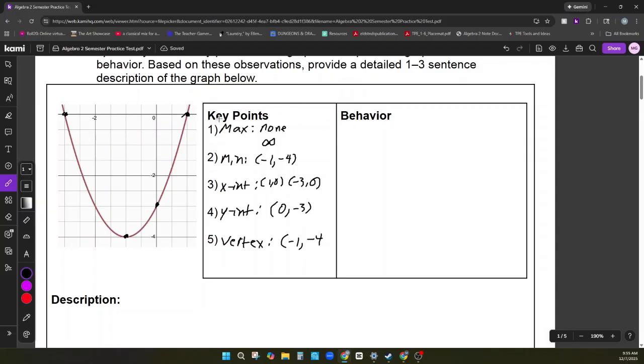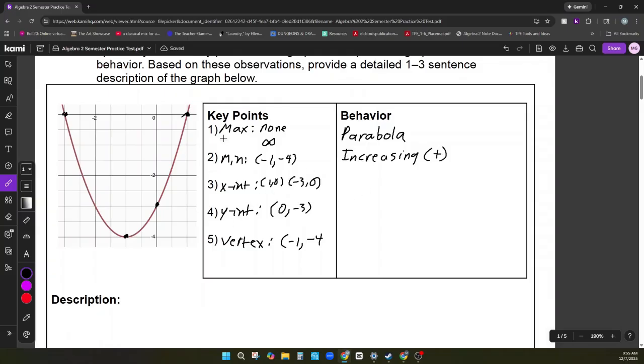As far as behavior, this tells us a lot of the key points where the graph is going through, but we need to describe the shape. So this is going to be a U-shaped graph, and the word we use to describe a U-shaped graph is a parabola. Secondly, we want to say what kind of parabola it is. In this case, it is a parabola that is increasing, or in other words, we could say that this is a positive parabola.